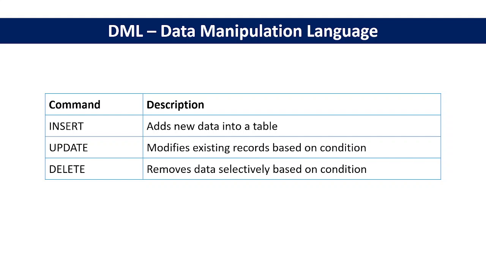And the last one, delete. So delete removes specific records based on a condition that we have to provide. So remember, unlike truncate, delete works row by row, and you can use a condition to be selective here.